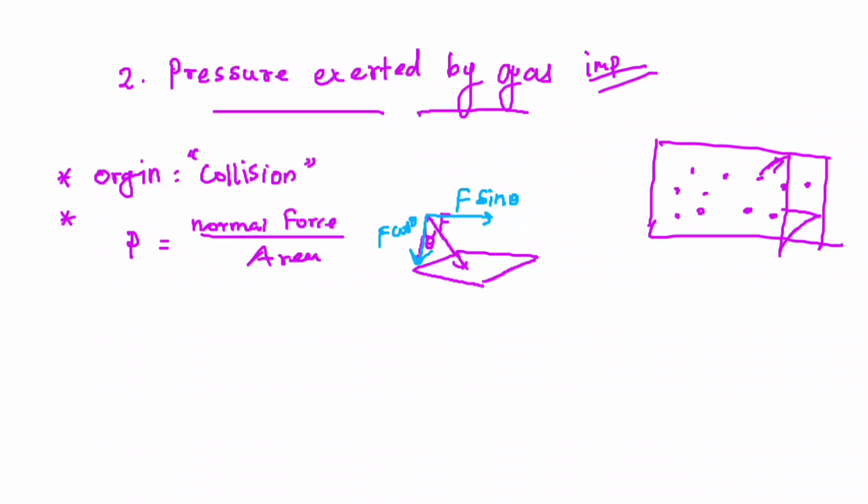Then here the pressure in this particular case, let's suppose this area is A, then pressure will be F cos theta divided by A. This is the basic definition of pressure. So let's move.